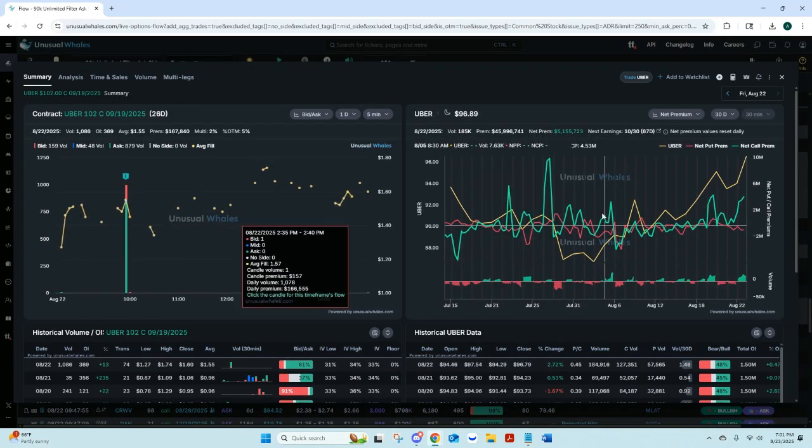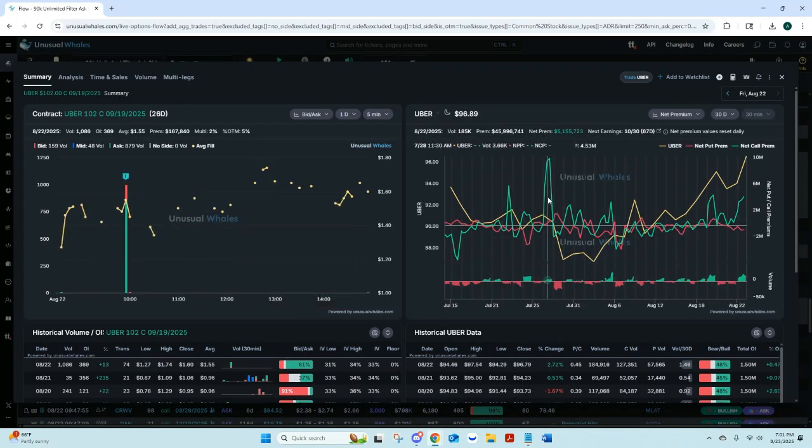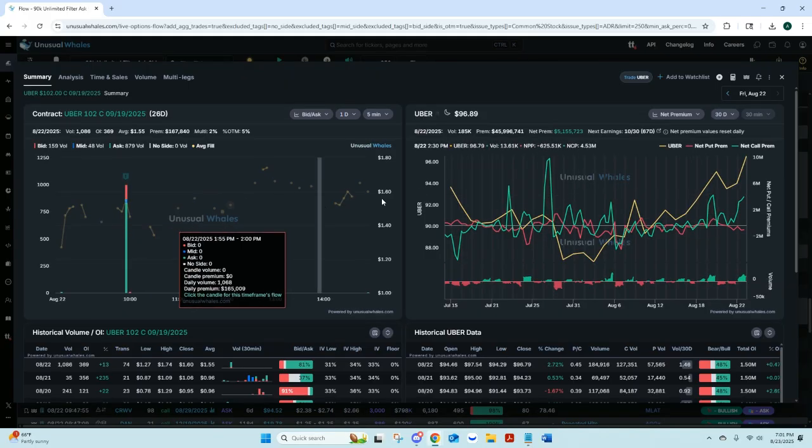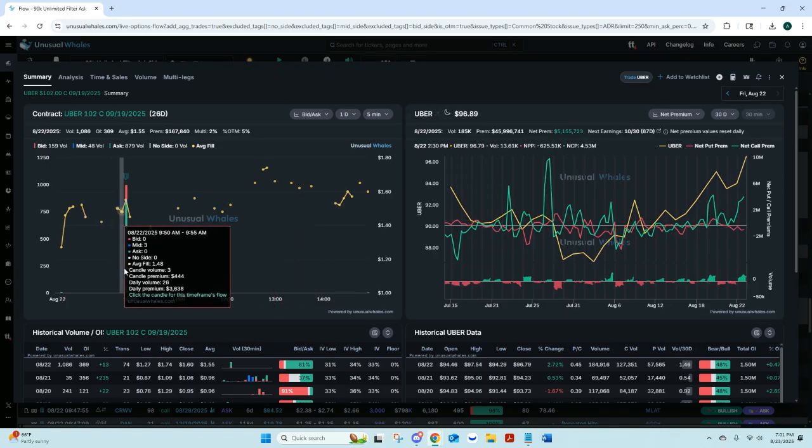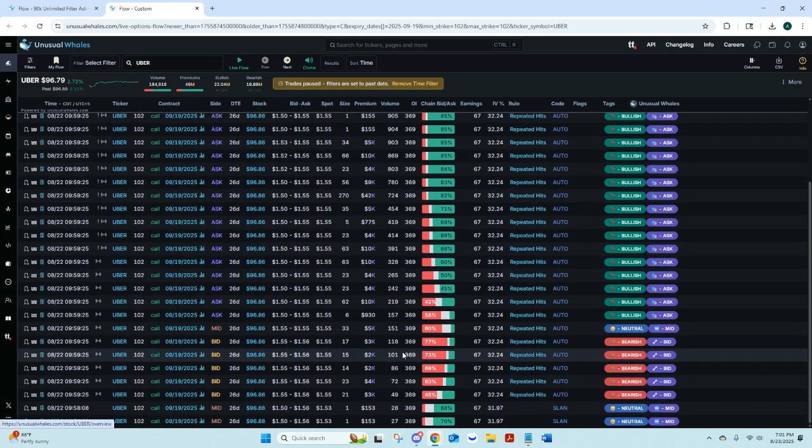Taking a peek. That was your big spike in the net call premium on Uber back there, and it ran. So you're seeing more there, a little more there. This could be looking like Uber might run a little bit more here. Definitely an opening trade. Let's look at that flow.